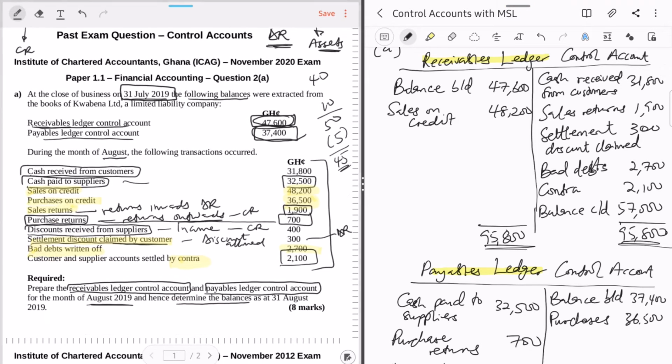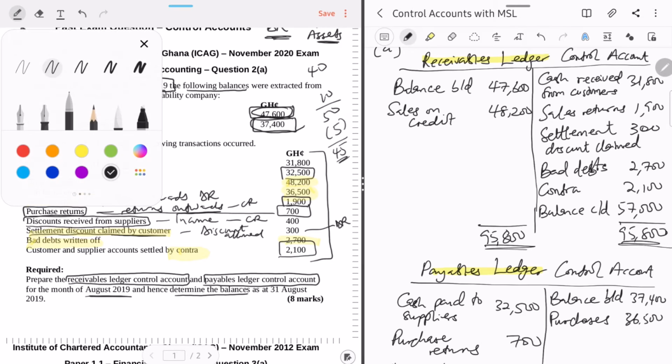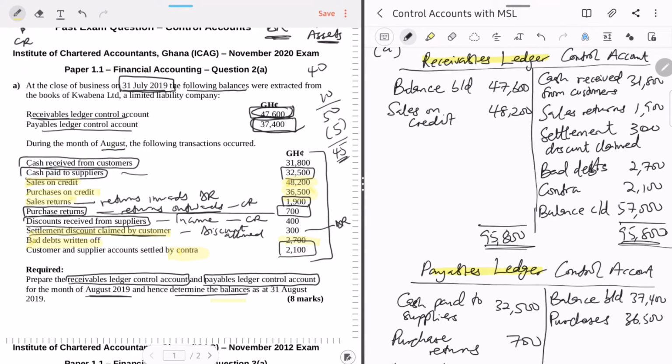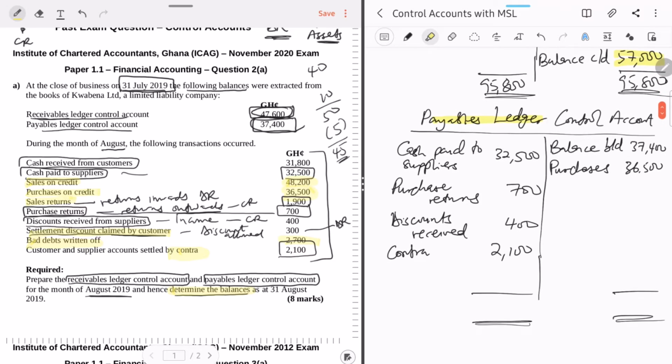And the question told us what? To determine the balances. So we've done that. The balance is 57,000. Let's do the same for the payables ledger control account.